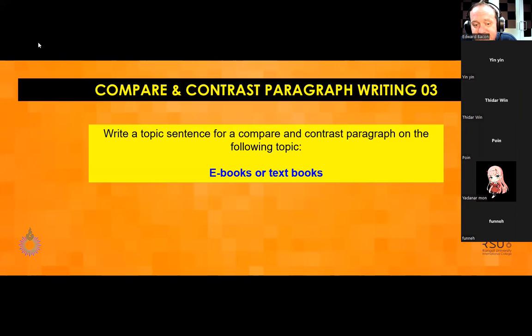Write a topic sentence for a compare and contrast paragraph on the following topic: ebooks or textbooks. So which do you prefer, ebooks or textbooks? Does ebook mean English book? No, ebook means like an online book. So, I will totally prefer online books. Okay. So, which do you prefer? Ebooks. Ebooks, and why? Why ebooks? Like, there are a lot of books, if anything happens.